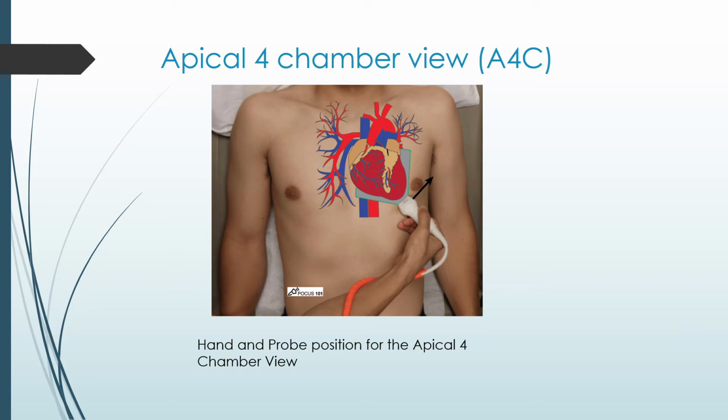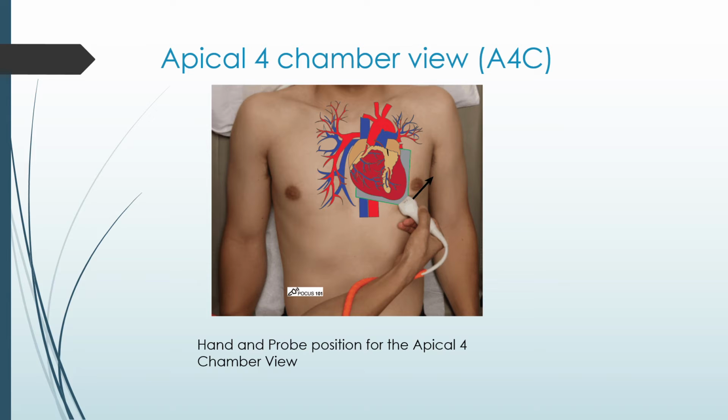The apical 4-chamber view. In here also you can see the hand and probe position for the apical 4-chamber view. From the parasternal short axis view, slide the transducer toward the apex of the heart, keeping the indicator pointed towards the patient's left side. And once you reach the apex of the heart, as indicated by the left ventricle decreasing in size, tilt the tail of the probe down towards the patient's foot.